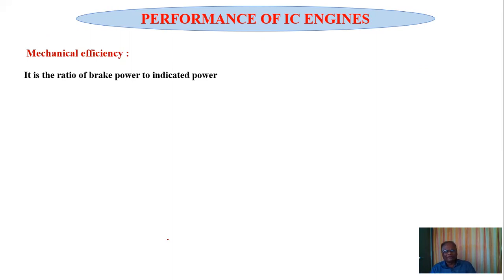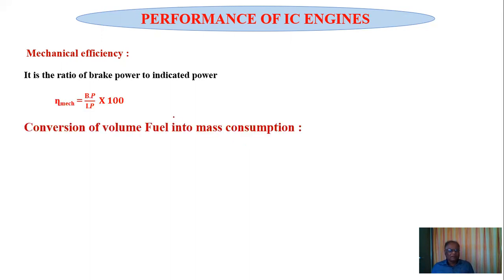Then what is mechanical efficiency? When converting the indicated power to brake power through the moving and rotating mechanical parts of the engine, how well these parts convert that indicated power into the brake power, the ratio of these two, that is brake power to the indicated power, is called mechanical efficiency. Okay, this is all about today's lesson.